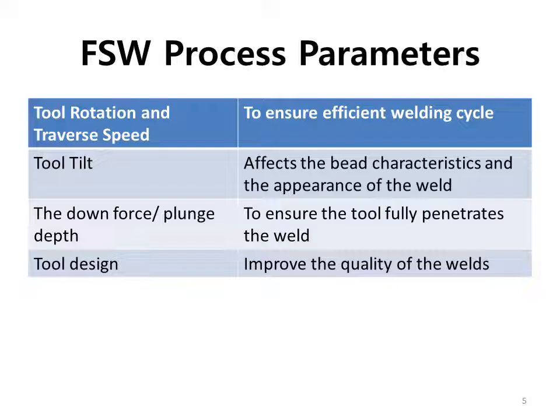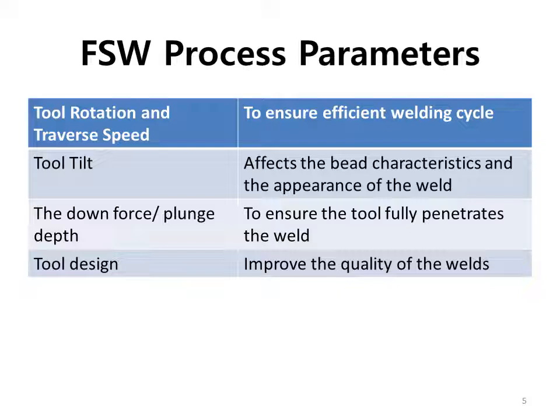The second one is tool tilt. Tilting the tool by 2 to 4 degrees, such that the rear of the tool is lower than the front, has been found to assist the forging process. It affects the bead characteristics and the appearance of the weld.